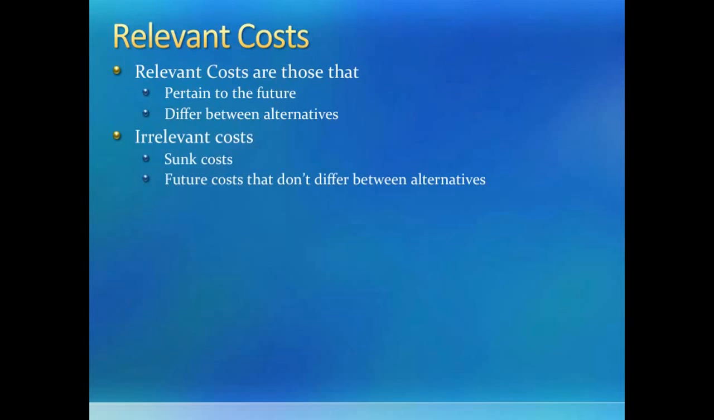In other words, two types of costs are always irrelevant in any decision. First, sunk costs. They are those costs that have already been incurred and cannot be reversed regardless of what you decide to do. Second, are future costs that do not differ between alternatives. Future costs that do not differ between alternatives are never relevant.